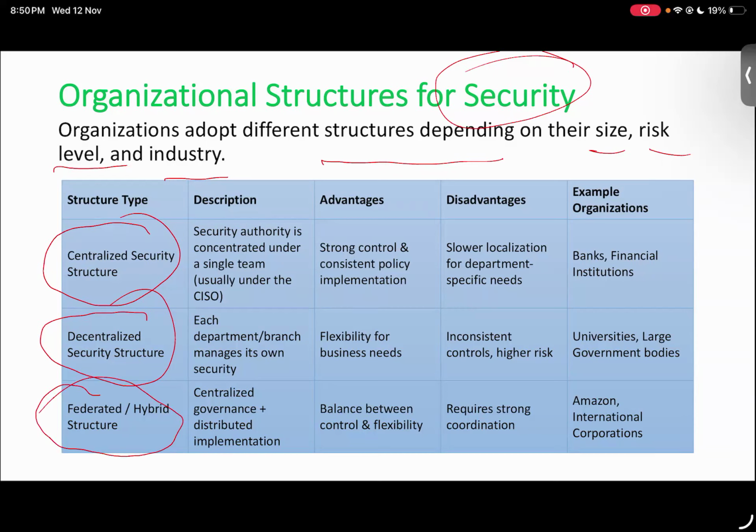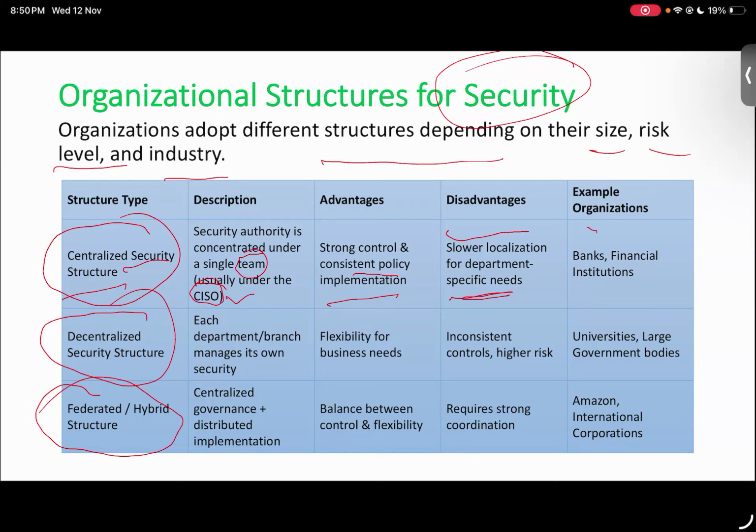So centralized security structure basically means you have concentrated everything into one single team, which is under the CISO. Every security department will directly report to the CISO. This is just an example to understand. The advantage is strong control and consistent policies, and the disadvantage is slow localization for department-specific needs.